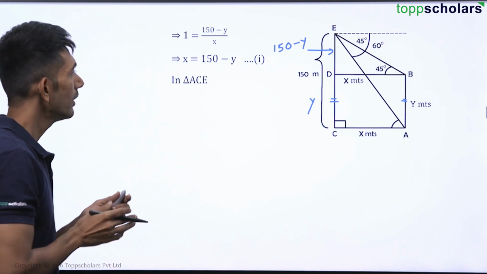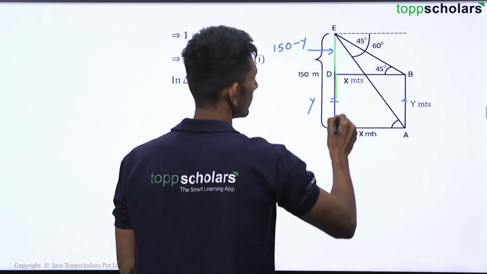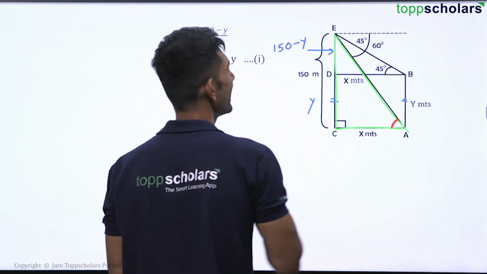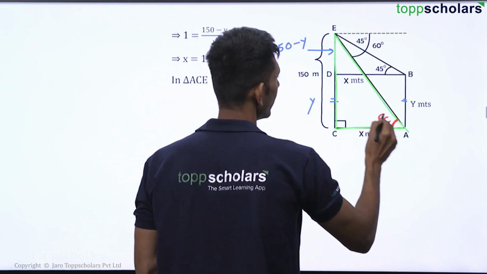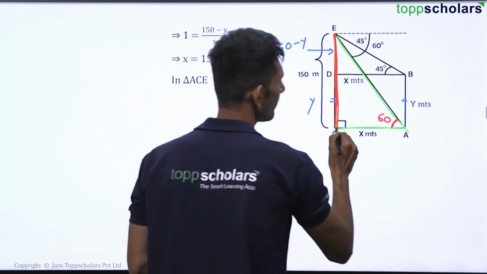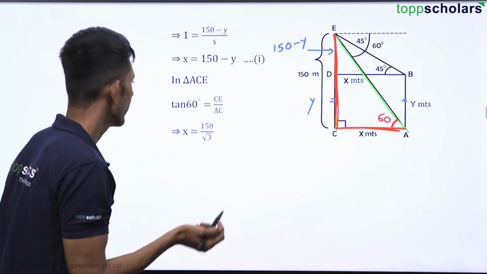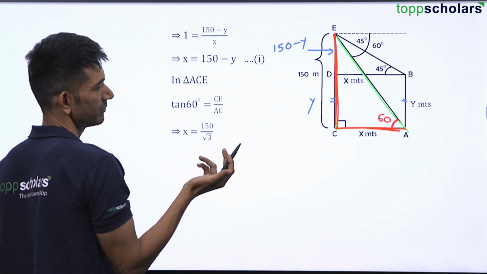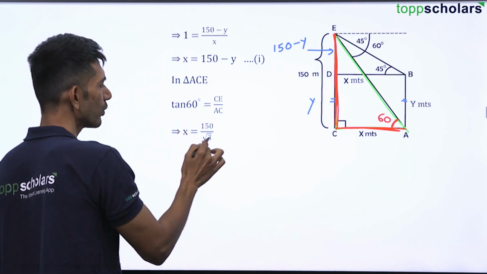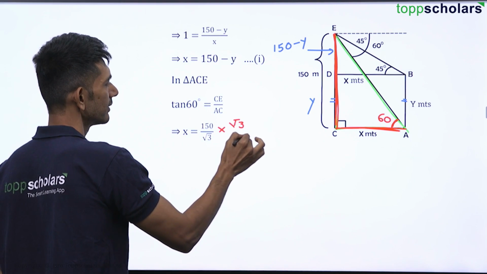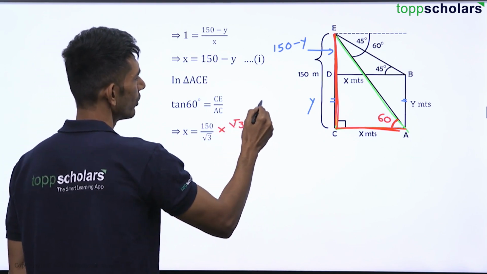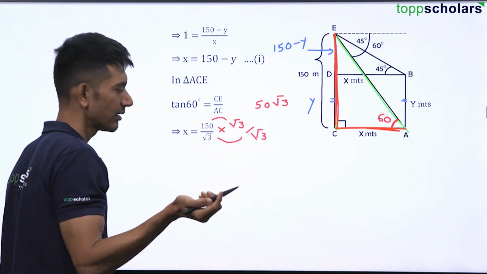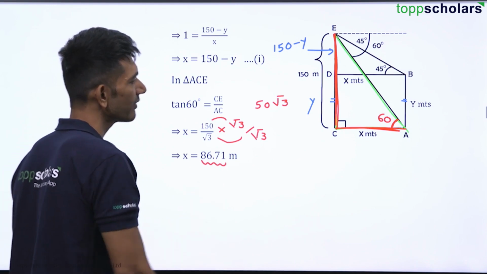Simple. Now let us take triangle ACE. Can I apply tan? This is tan 60. Tan 60 is EC by AC, and root 3 is equal to EC, which is 150, by AC, which is x. So x will be 150 by root 3. You just rationalize this. That gives you 50 root 3, right? Because root 3 into root 3 is 3. This is 150 root 3, correct? That gives you 86.71 meters.